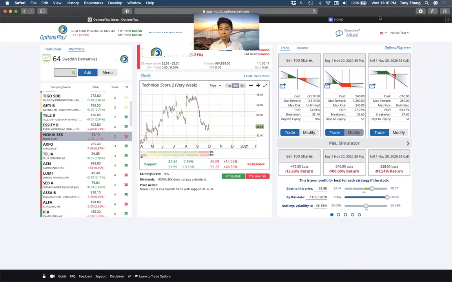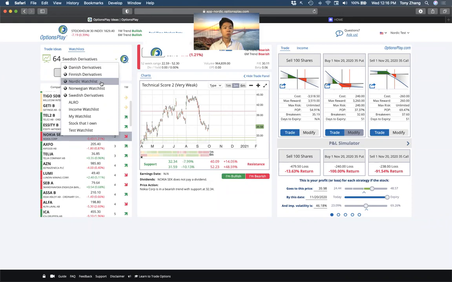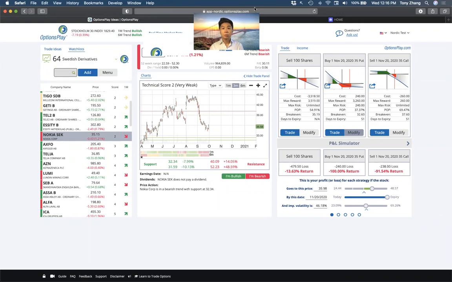Sam is asking, what about the platform and OptionsPlay? Why is it just certain stocks that you can choose? Sam, we have all of the Nordic countries here. You have Swedish, Finnish, Norwegian, and Danish equities. So you can only choose the optionable symbols. Because this is an options trading platform, you can only choose symbols that have options traded on them. So we have all the symbols that you can trade options in the Nordics available on OptionsPlay. Sam, did you have a specific symbol in mind that you couldn't find on OptionsPlay?